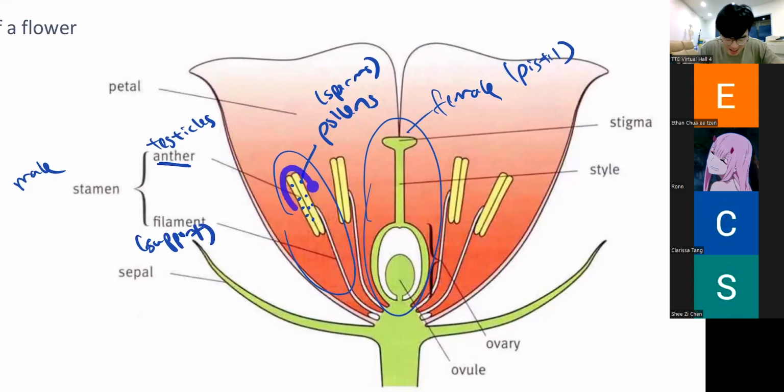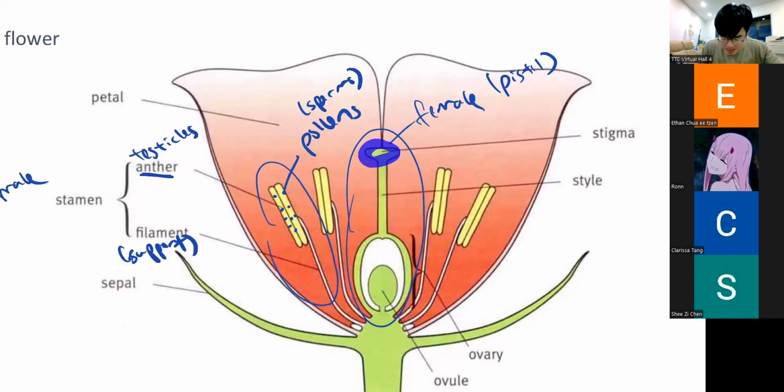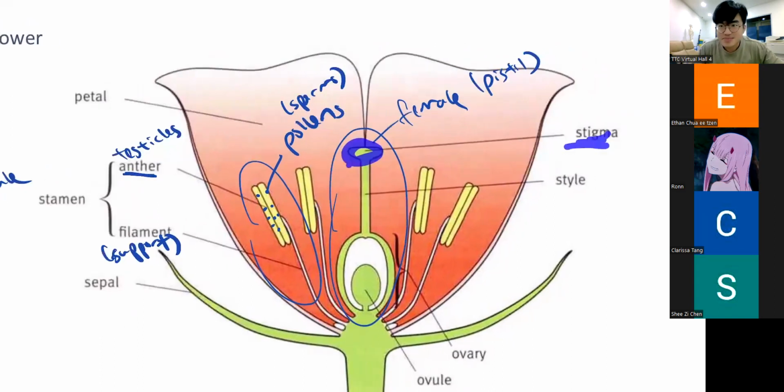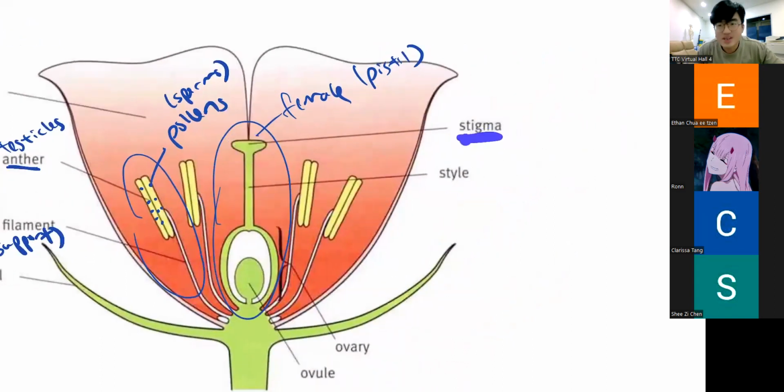So this is your anther and your filament. So this is the male part. And then this is the female part. Can you see this part here? This is called the stigma.